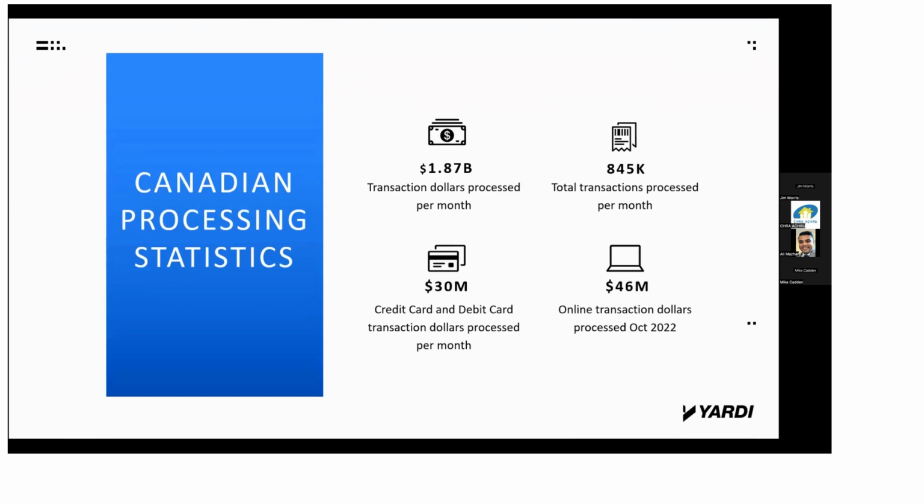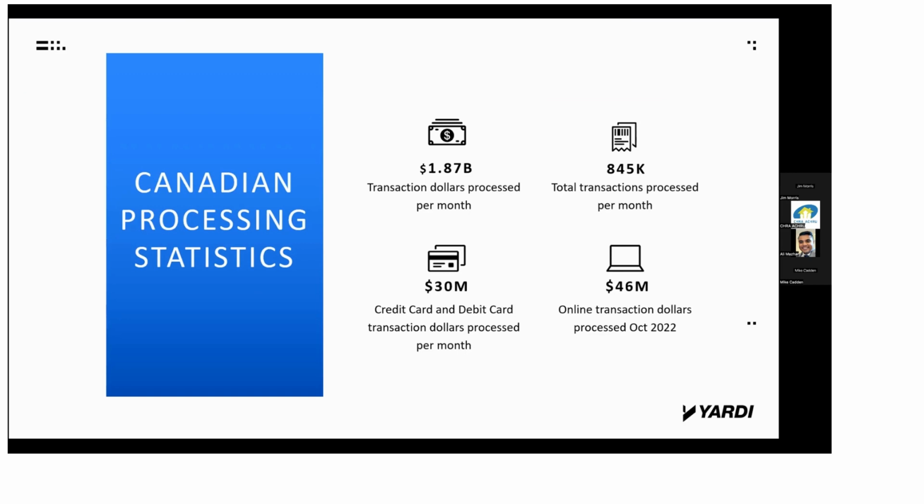Now, just to give an idea of Canadian processing statistics here, just to give you an idea of the adoption of payment processing in the social housing and the Canadian market as a whole. Today, Yardi processes nearly 1.9 billion transaction dollars a month. That equates to nearly 845,000 transactions individually.